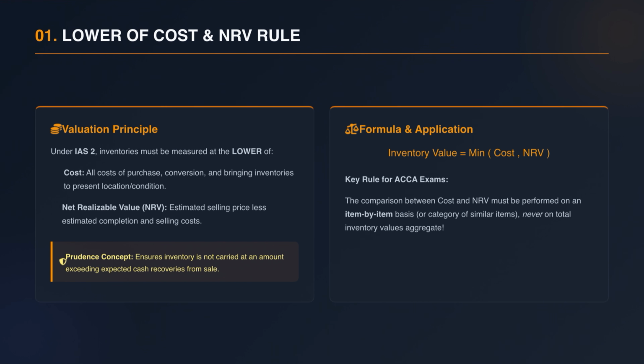Here is a crucial exam point. You must calculate the lower of cost and NRV on an item-by-item basis or category-by-category of similar items. You cannot aggregate total costs across all products and compare it against total NRV. That is a classic distractor in ACCA multiple choice questions.